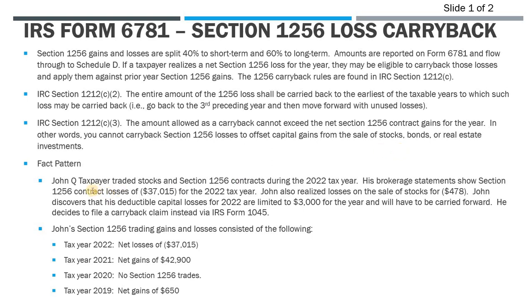All right. So if we look at our fact pattern here, we have John, he trades stocks and bonds, 1256 contracts.